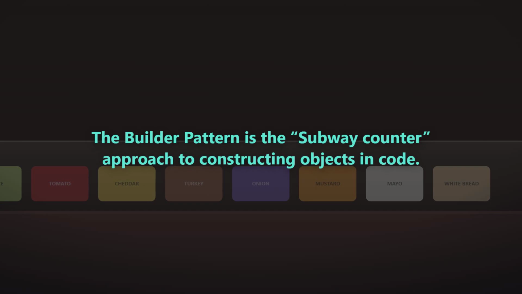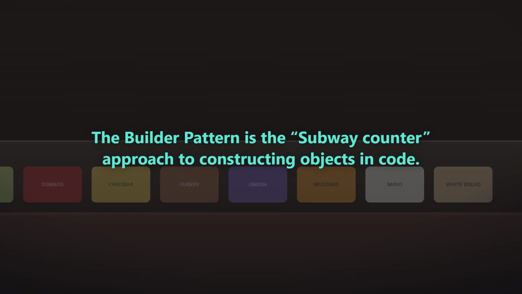The builder pattern is the Subway counter approach to constructing objects in code. It lets you build something complex piece by piece in a readable sequence, specifying only what you actually care about and only getting a finished product once every choice has been made. Okay, so that's the idea in the real world. Now let's see the actual problem this solves in code.